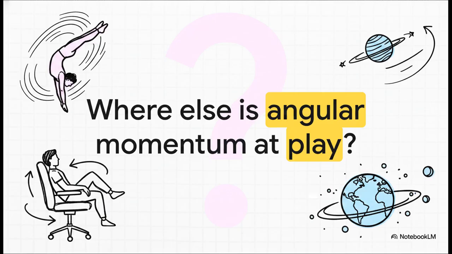Look for that hidden center of mass. Look for the invisible torque applying a twist. From acrobats doing flips to planets orbiting the sun, where else will you spot angular momentum secretly at play in our world?